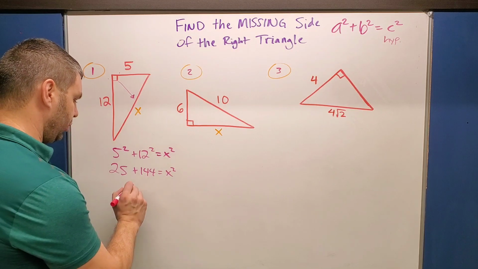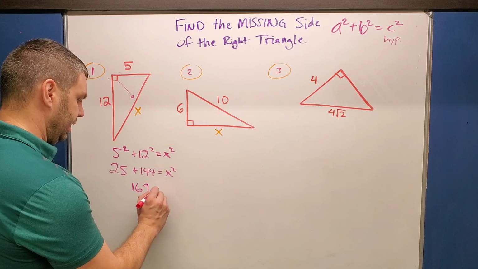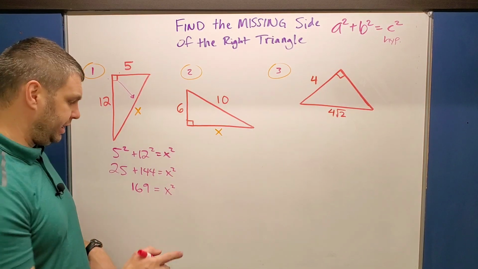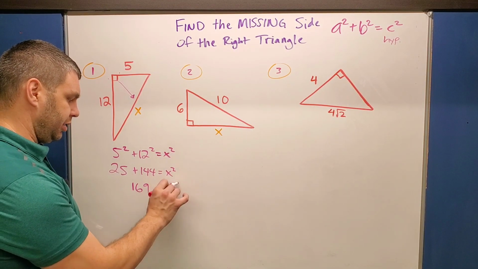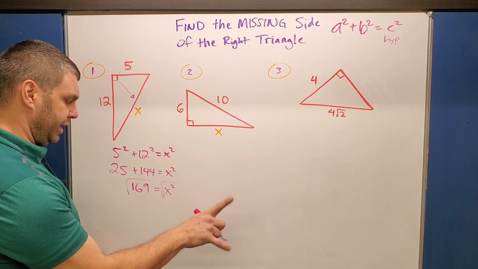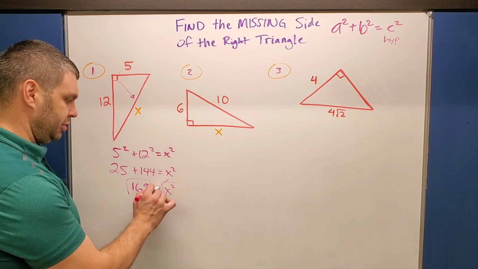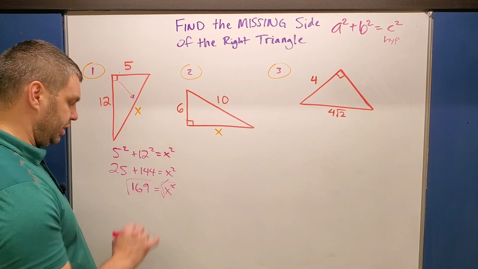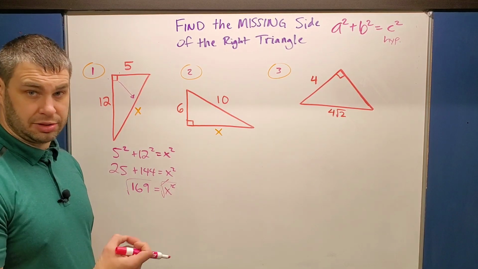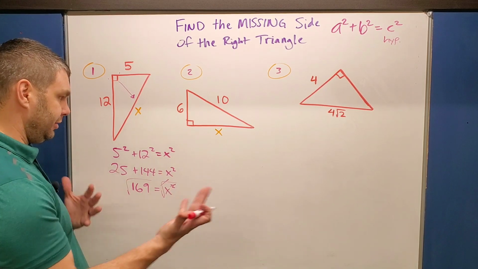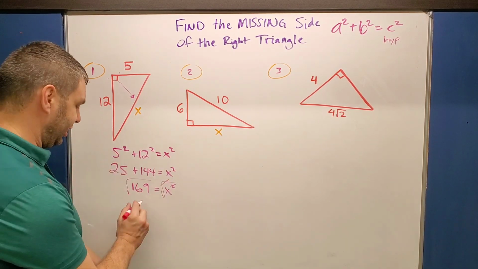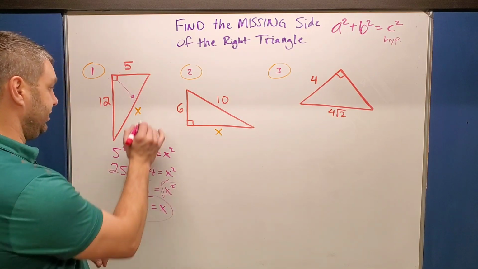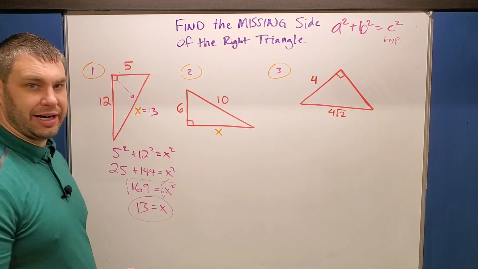25 plus 144 is 169, and this turns out to be a perfect square number, which means in order to solve for x, if I take the square root of both sides, on the right side where the x is, the square root and the square are going to cancel. And on the left side, the square root of 169 happens to be plus or minus 13. Now, because this is geometry and we don't have negative values, we're only going to use the positive one. So I'm going to say this is 13 that equals x. And I can put this back in, and that satisfies my problem.